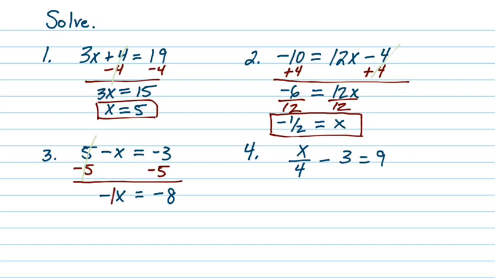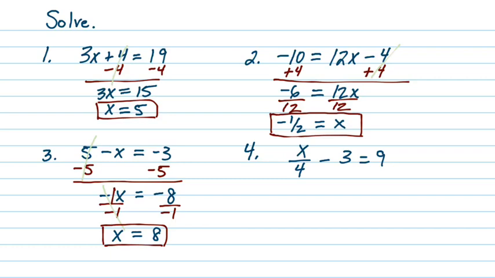Now remember, this is negative 1 times x, and so to get rid of the negative 1, we'll divide each side by negative 1. By the way, you could have also multiplied both sides by negative 1, and that will work too. Multiplying or dividing by negative 1, you get the same answer. So we're going to end up with x equals 8.